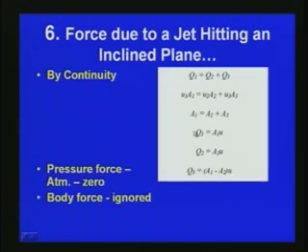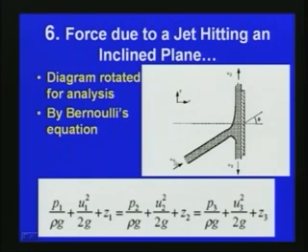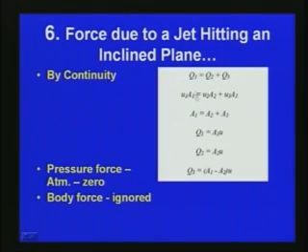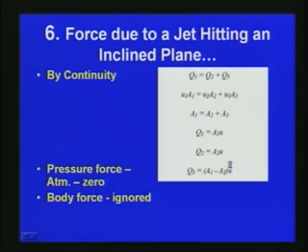Now if you apply the continuity equation, what is hitting the plate should be equal to what is going up and what is going down. So Q1 is equal to Q2 plus Q3. For that we can write u1 A1 is equal to u2 A2 plus u3 A3, or we can write A1 is equal to A2 plus A3. Finally we can write Q1 is equal to A1 u, Q2 is equal to A2 u, and Q3, what is going down, is equal to (A1 minus A2) into u.